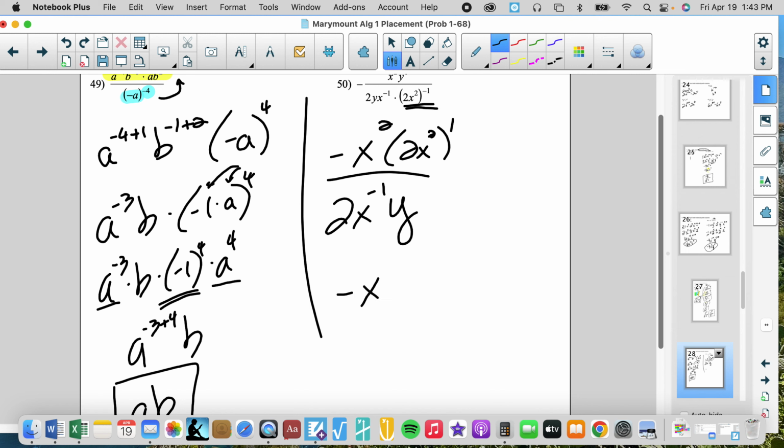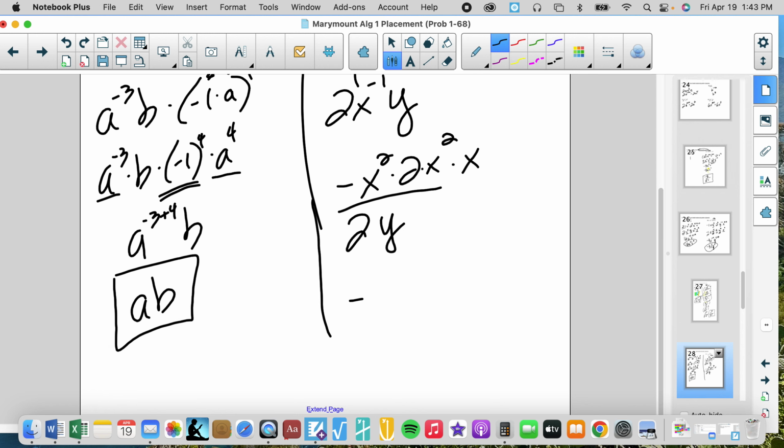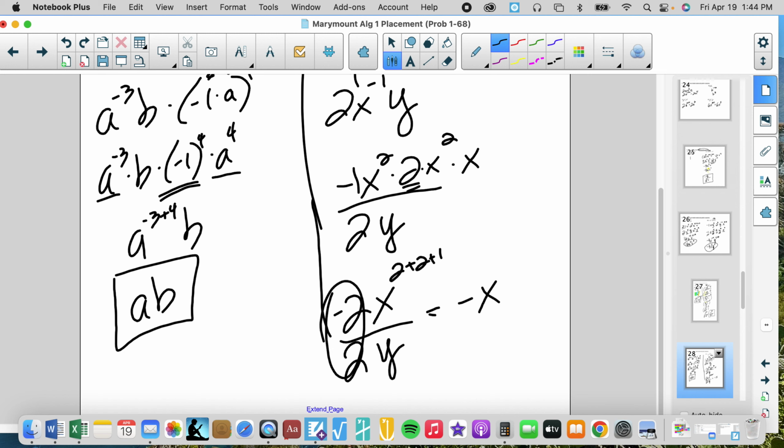So we have negative x squared times 2x squared over 2, let's move this x up. We're going to move that up, 2y. We have negative x to the 2 plus 1, and 2, this 2, so that's a negative 1. So that's going to be negative 2 over 2y, which those cancel to make negative x. We're going to combine that to make negative 1, x to the 5th over y.